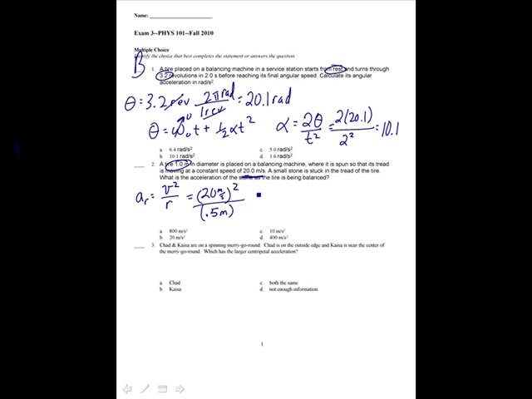So let's see, that's 400 over 0.5, which is equal to 800 meters per second squared. So that answer for number 2 is A.